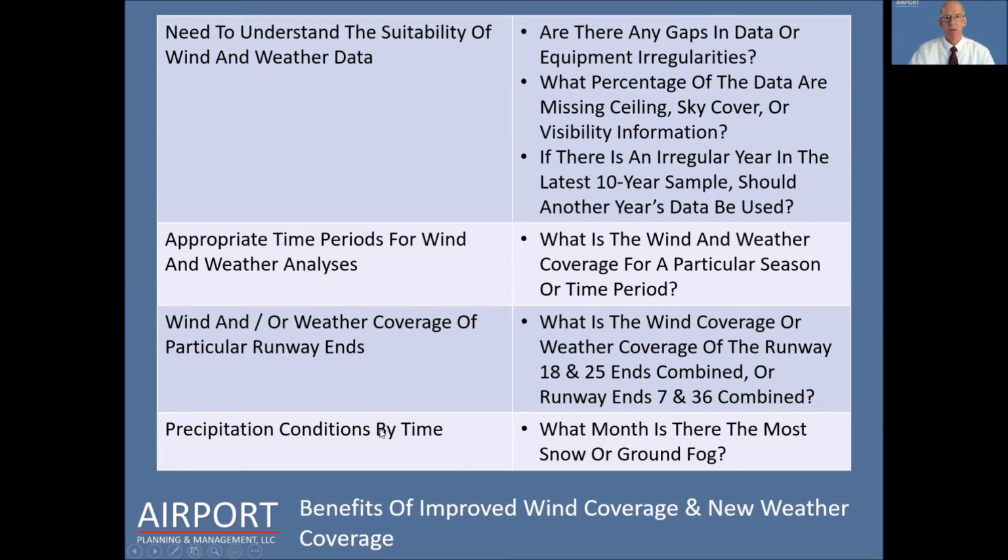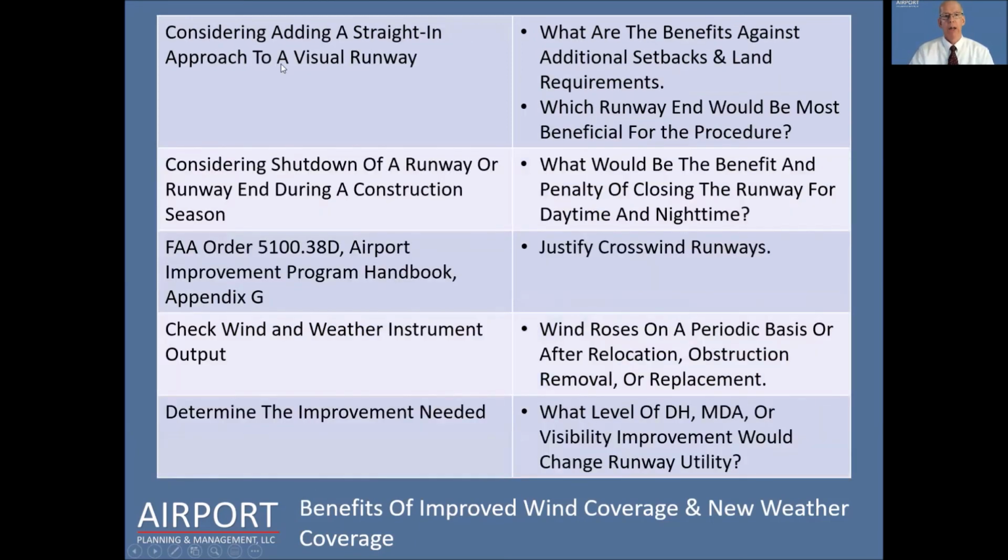Precipitation conditions: if you have some low weather conditions, what's causing it? The detail would say maybe it's snow, maybe it's ground fog. Adding an instrument approach procedure to a currently VFR runway, more setbacks, more land control is required. Estimate what the approach minima would be. I would run that through my process, and that would tell you immediately what the theoretical benefit is before you do the TERPS analysis. Shutting down a runway during construction, we saw that with the day-night coverage.